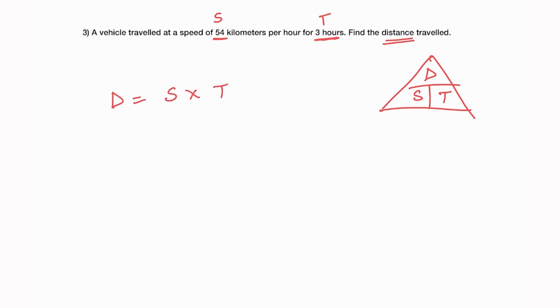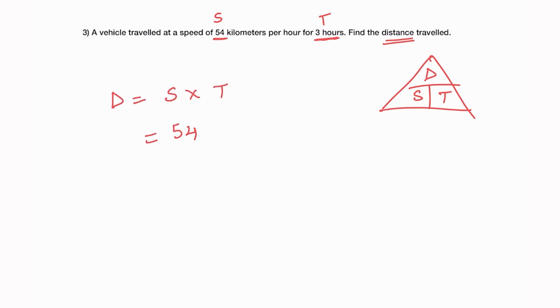Ready for the third? A vehicle traveled at a speed of 54 kilometers per hour. So that's the speed. Now we have speed given for 3 hours. Duration, basically, time is given, right? And we have to find distance. So distance from this triangle, again, I'm drawing here. That's distance, speed, and time. So distance is speed times time, right?